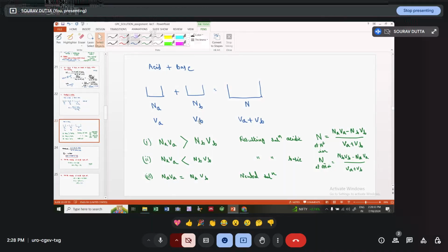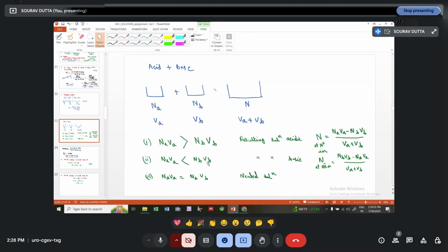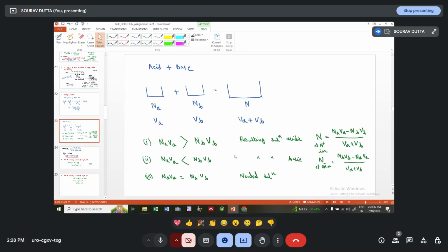If the number of gram equivalents of acid is less than that of base, the resulting solution will be basic, and the normality will again be larger minus smaller, so NbVb minus NaVa divided by Va plus Vb. And if both numbers of gram equivalents are the same, this is basically a neutralization reaction. All the acid is neutralized by the base. There will be no acid or base remaining in the medium. All H plus and OH minus are consumed. Okay.